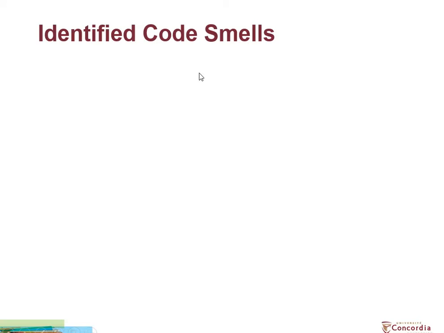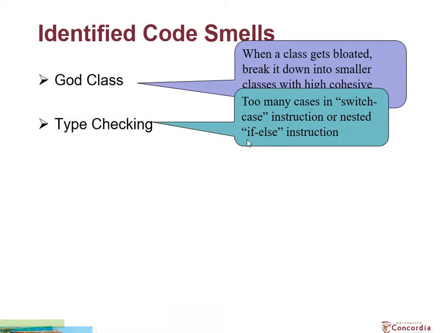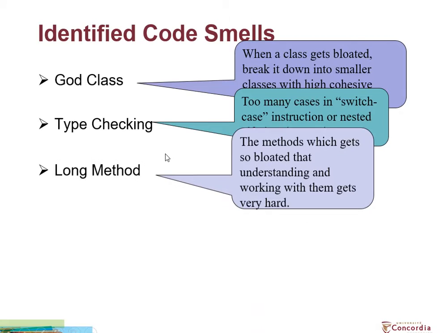The code smells we have identified start with the God class. When a class gets bloated, the responsibilities and the functions in that class get less cohesive, so it's better to break it down into smaller classes with highly cohesive responsibility. The other one is type checking. When too many cases in a switch case or nested if-else instructions exist in our code, this can be an example of a type checking code smell.